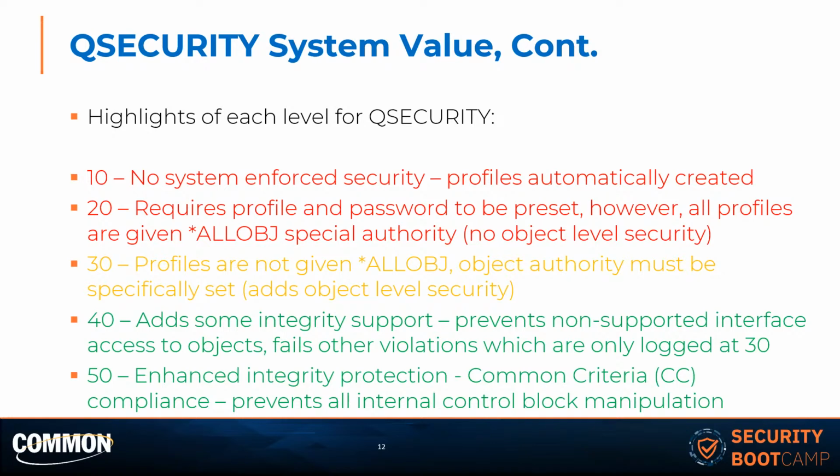Security level 30 is where we see a large majority of our IBM i user base. At security level 30, you must use a profile with a password to sign in, and profiles are not given all object special authority. This requires that object authority is specifically set on your objects. So at security level 30, we have the ability to sign in, and we have object level security. Security level 40 is the lowest level that IBM recommends. At this level, we add in some integrity checking to the system. This prevents non-supported interfaces from accessing the objects and fails other violations which would have only been logged if you were at a lower level of 30.